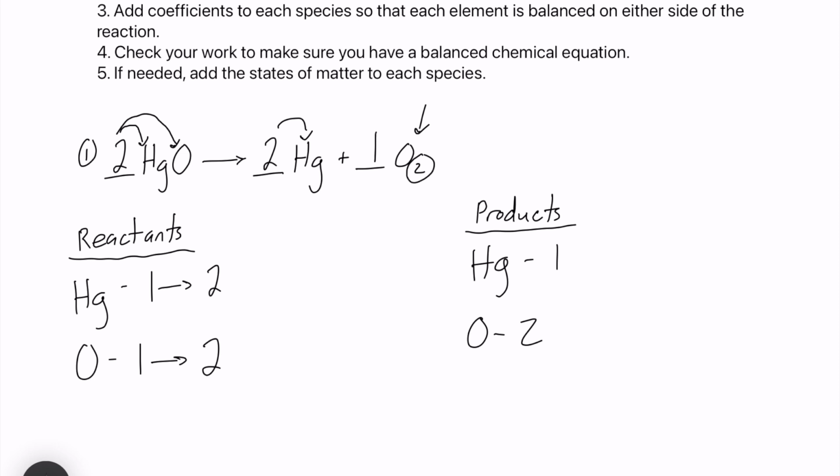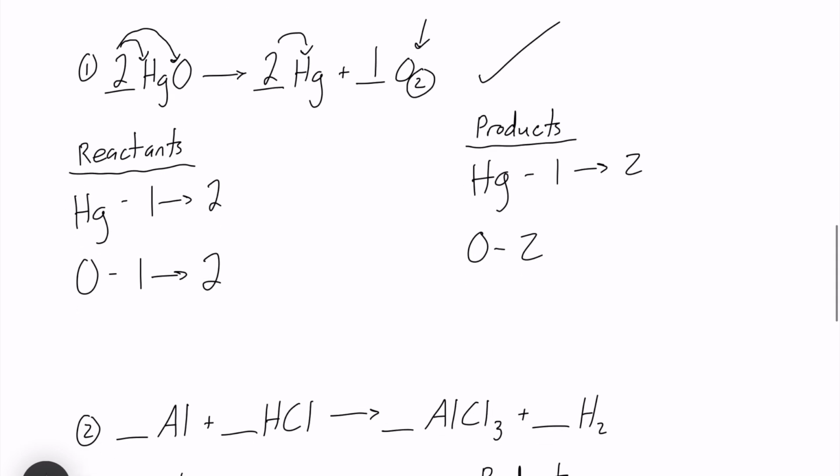Or if you get really good at this, just leave it blank. That's fine too. So just to make sure, on our product side, we now have 2 mercury atoms and we have 2 oxygen atoms. This is correct. This is balanced. We have 2, 2, 1. Let's move on to example number 2.